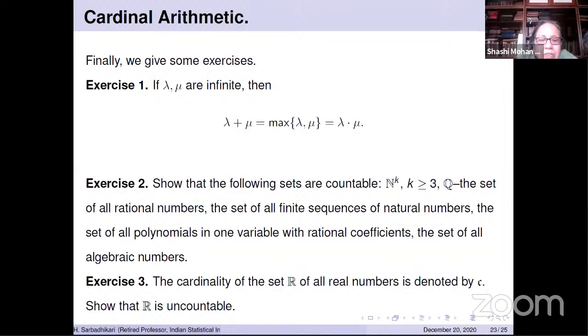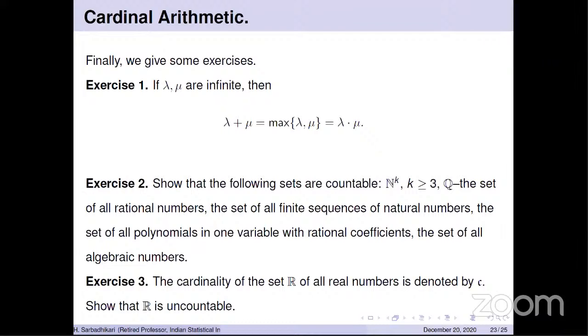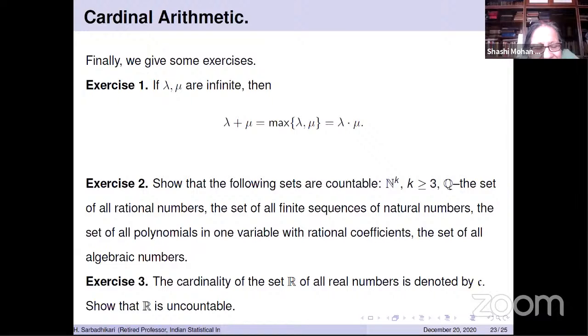Now, the cardinality of the real numbers is denoted by C. I said that orally already. Show that R is uncountable. Have any of you seen a proof of this? R is uncountable, real numbers? Yes, ma'am. Okay, so show us.